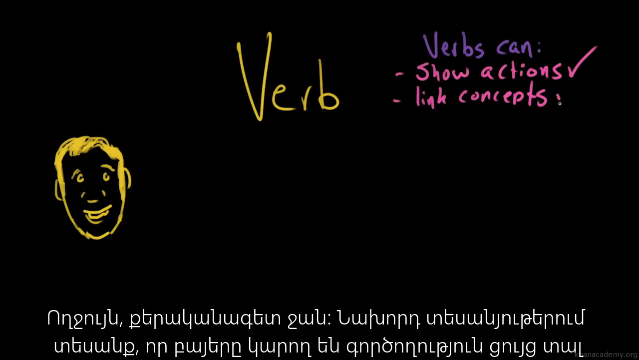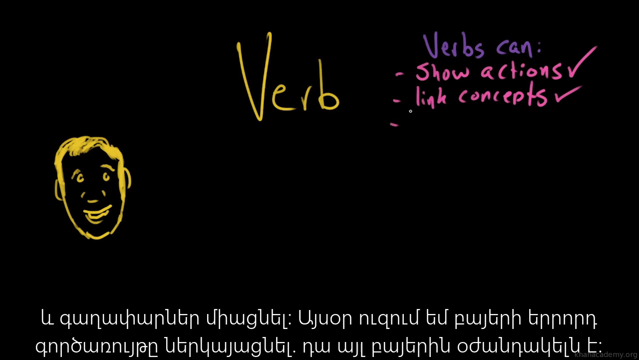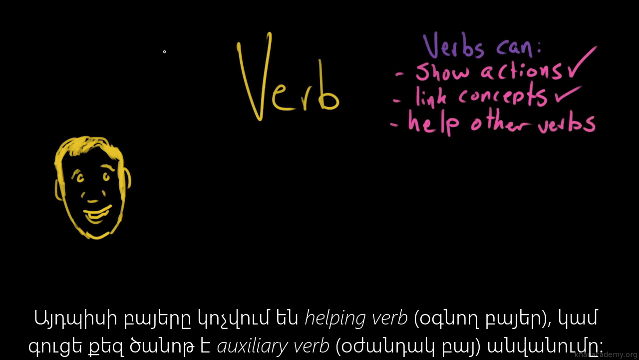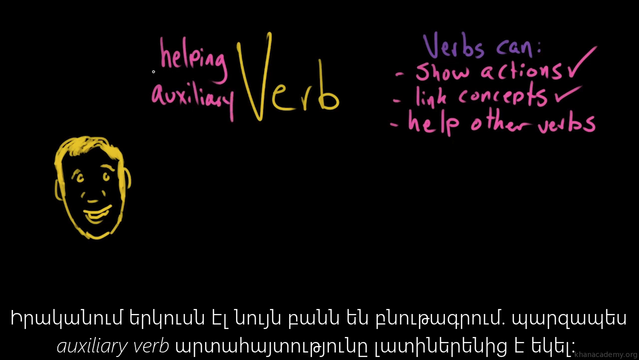Hello, grammarians! Now, we've already talked about how verbs can show actions and link concepts, and today I'd like to talk about a third function of the verb, which is helping other verbs. We call this the helping verb, you may have heard it called that, or the auxiliary verb. These are just two words for the same thing. Auxiliary is just a more Latin way to say helping, that's all it means.